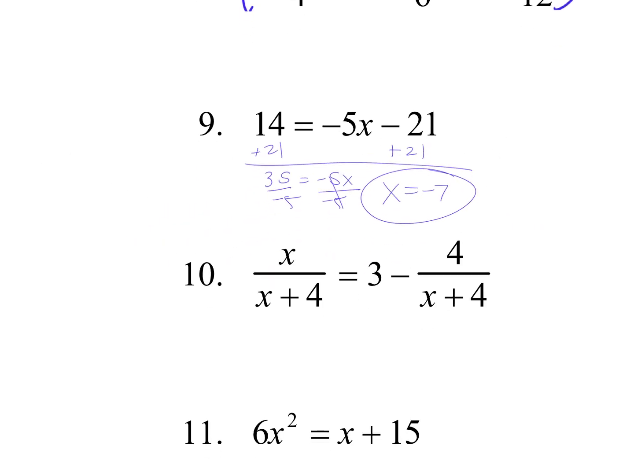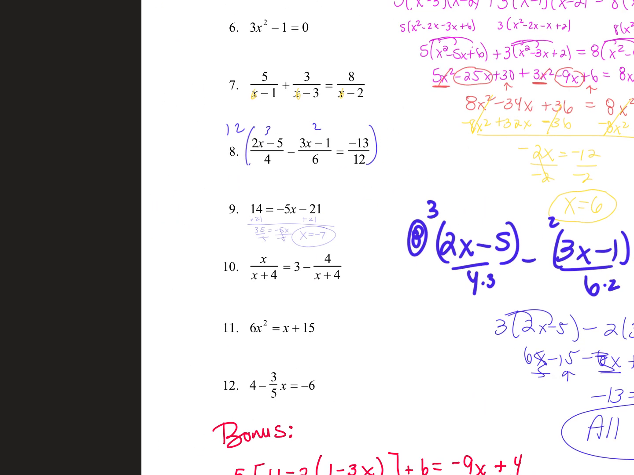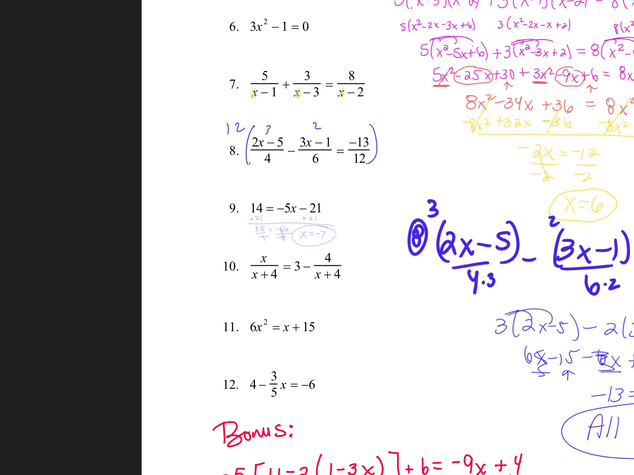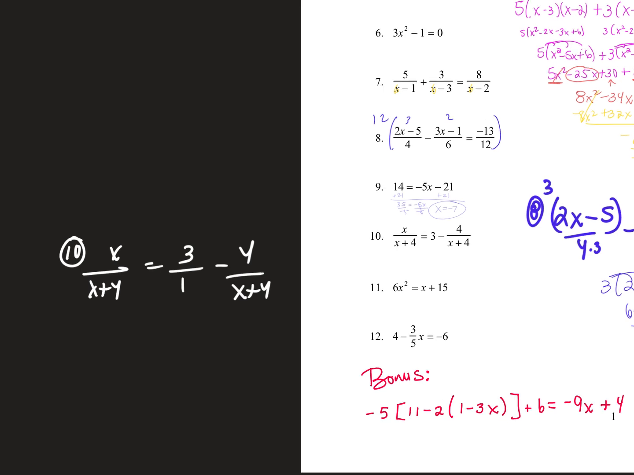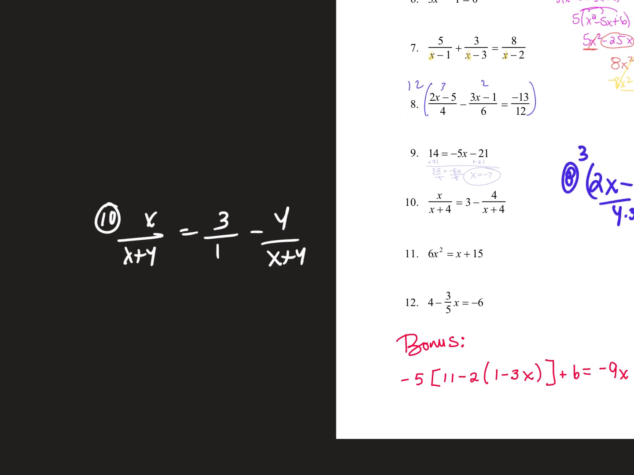Okay, moving on to number 10. Again, guys, this is another rational. I'll move over here. So number 10 says x over (x plus 4) equals 3 over 1 minus 4 over (x plus 4). So obviously your common denominator is going to be x plus 4. The only thing you have to worry about is that second fraction. To get x plus 4 in the denominator, you have to multiply the bottom by x plus 4, so we have to multiply the top by x plus 4.